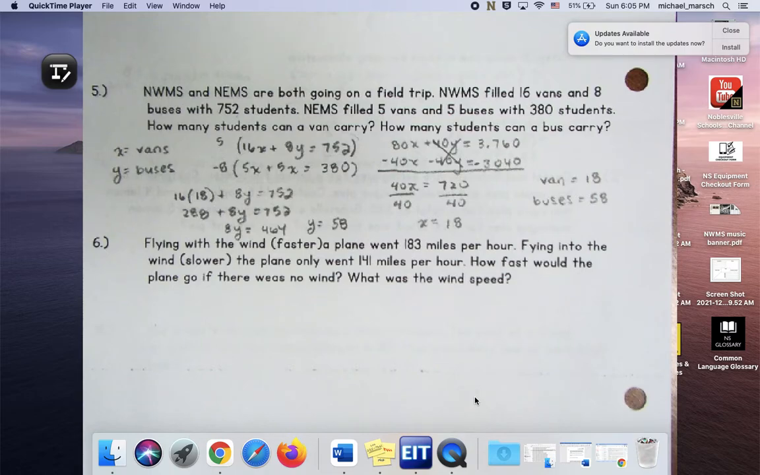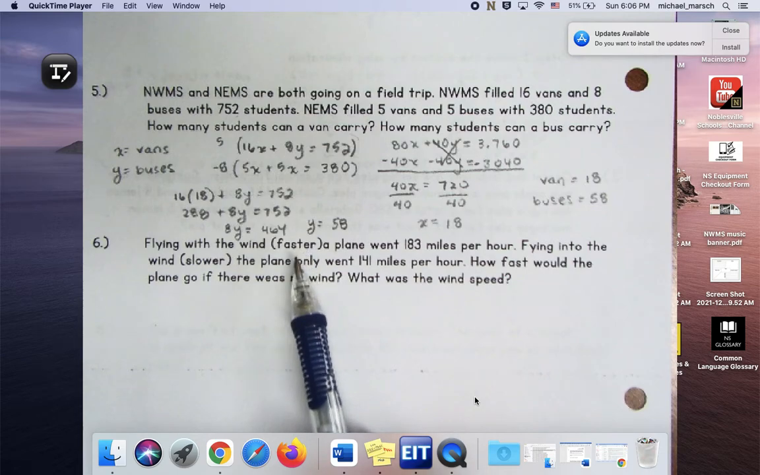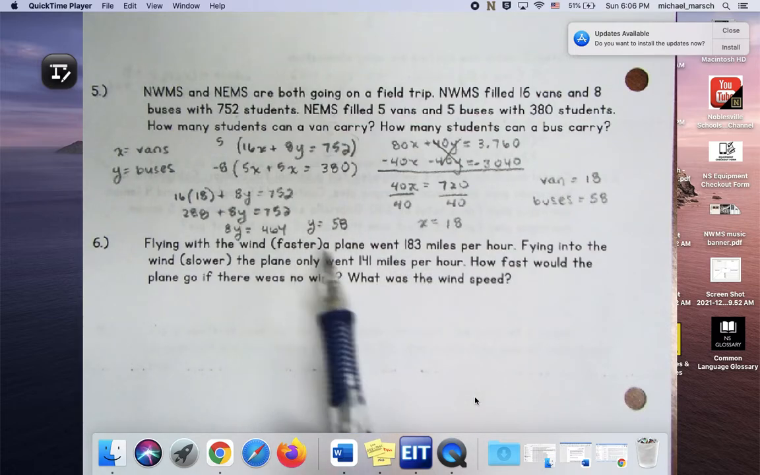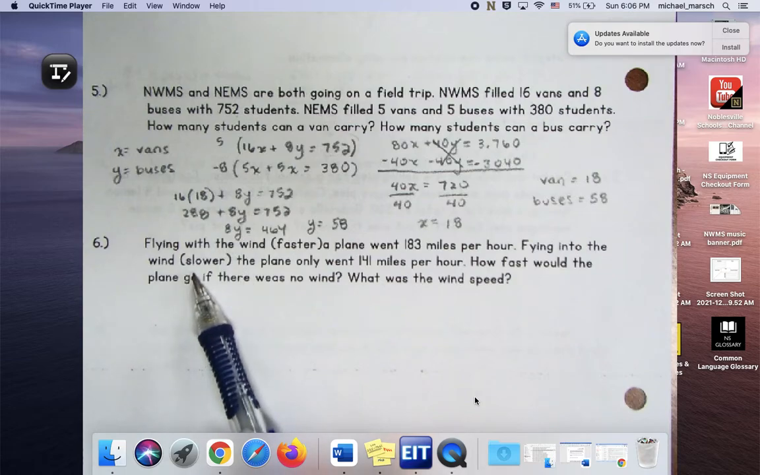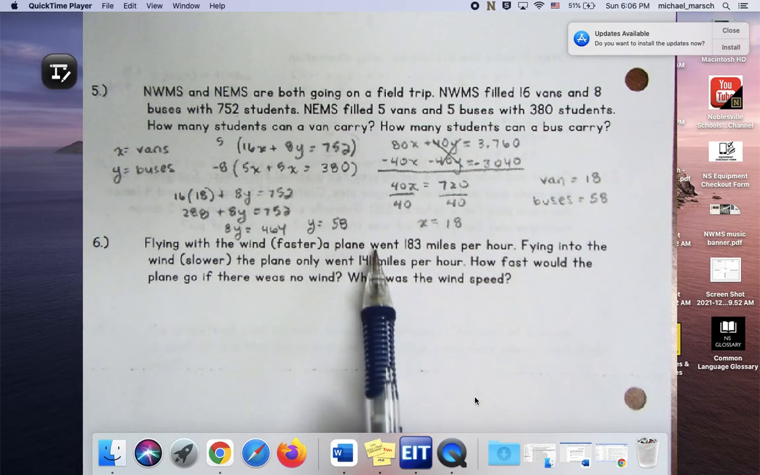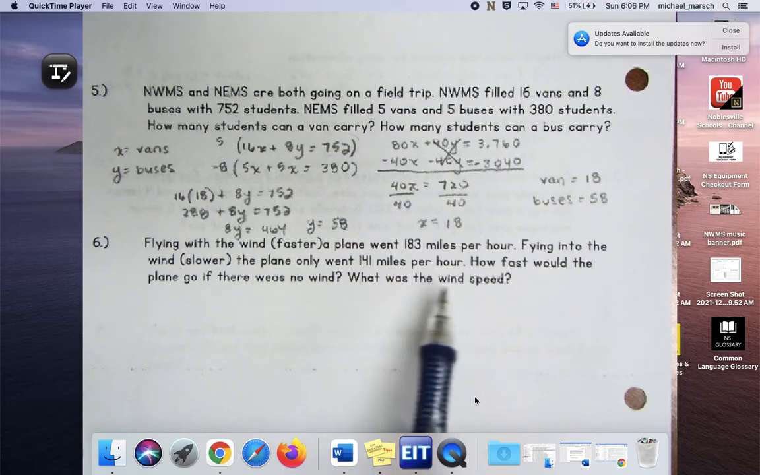Let's see here. All right, so we have a plane, and you guys know, like, when you're going with the wind, you're going faster, meaning the wind is helping the plane go faster. And when you're going into the wind, that means you're going against, so it's making the plane go slower, right? So we have the speed with the wind, faster, and the speed into the wind, slower. How fast would the plane go if there was no wind? What is the wind speed?